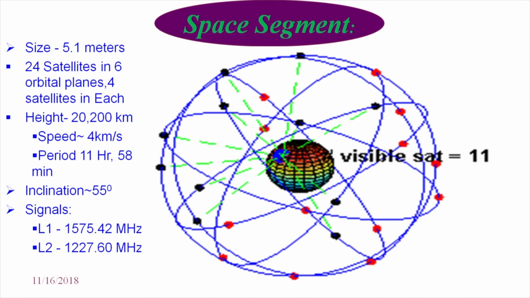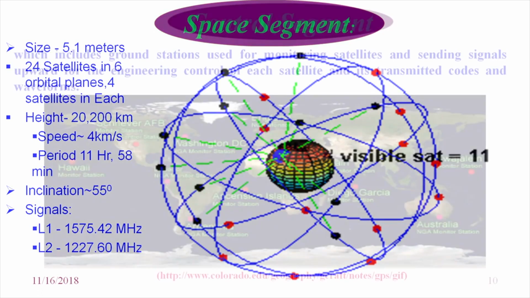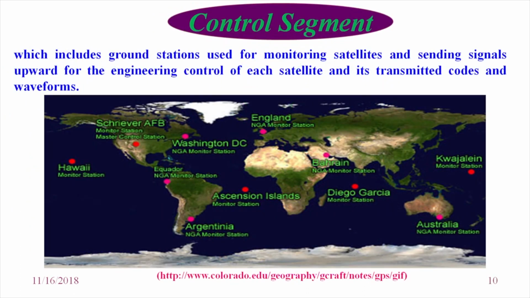L1 is around 1.5 gigahertz, and L2 is around 1.2 gigahertz. These are designed so beautifully that at any place on the globe we are able to find at least 6 to 12 satellites, and if you want to know the position of a place, we need a minimum of 4 satellites. The control segment is the various control stations all over the globe. They are also distributed so that anywhere you will find at least one station above the horizon. The main control station is in Colorado, USA.